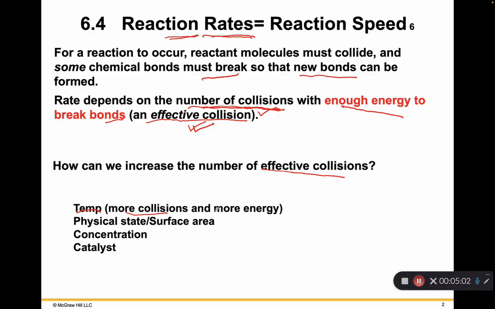right? They will have higher energy associated with them because the temperature will excite them. The particles will run faster, and when they run faster, they will have more energy associated with the motion, more kinetic energy, and now they have effective collisions, meaning they have enough energy and they can form the product.